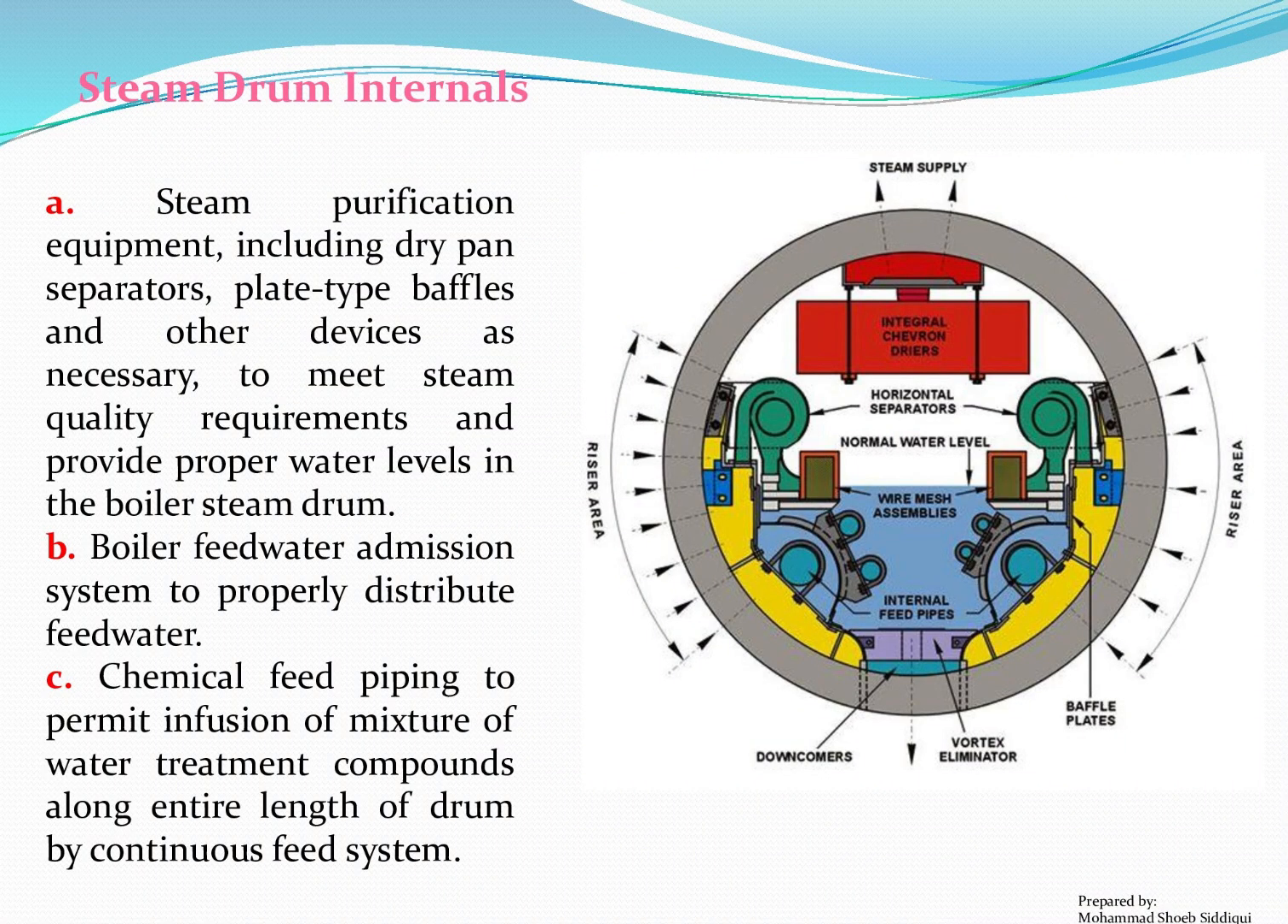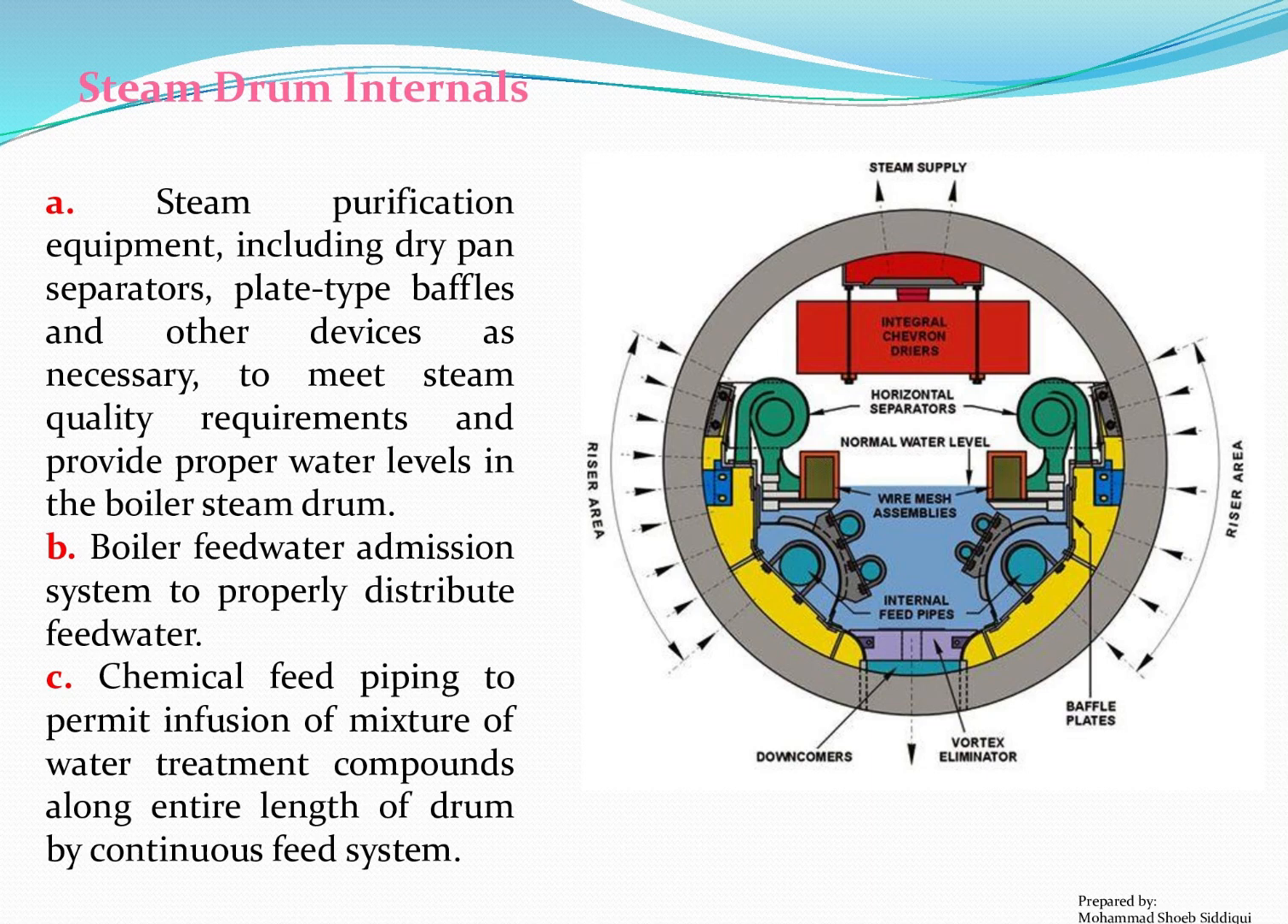Steam drum internals. A. Steam purification equipment, including dry pan separators, plate-type baffles and other devices as necessary to meet steam quality requirements and provide proper water levels in the boiler steam drum. B. Boiler feed water admission system to properly distribute feed water.